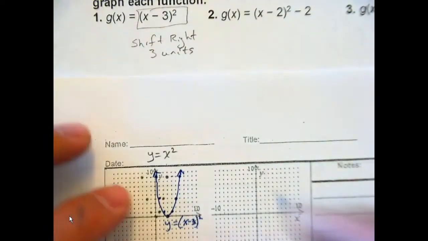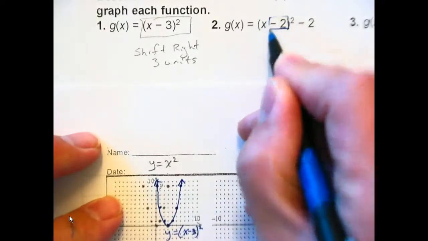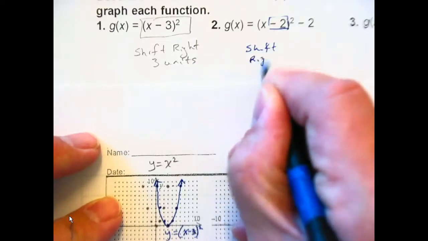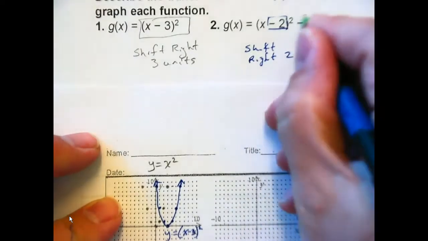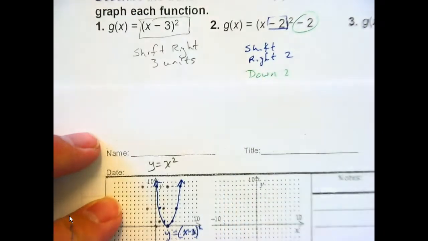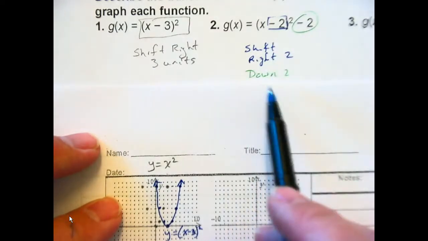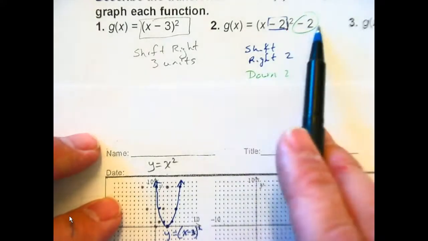Okay, number 2. What's our shift? What's this shift do? Shift right 2. Okay? And how about this? Down 2. Okay? Are they dependent on each other? Are you shifting on the same axis? No. So are they dependent on each other? No. They're independent of each other. This shift will not depend upon that shift.